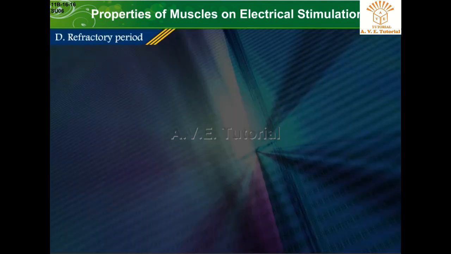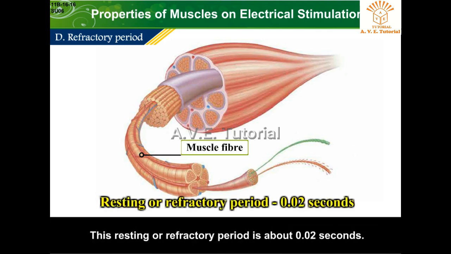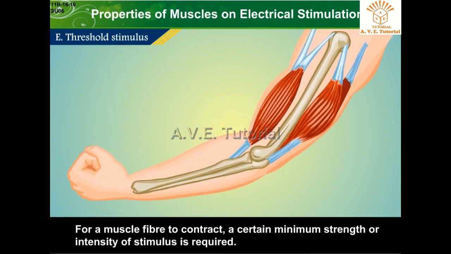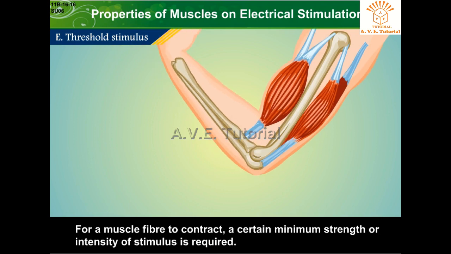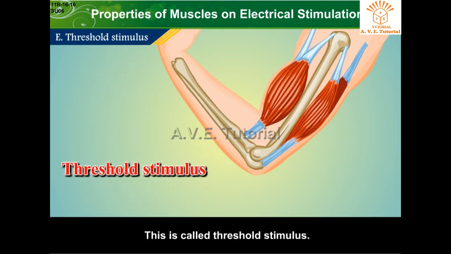D. Refractory period. Immediately after one stimulus, the muscle fiber cannot respond to another stimulus. This resting or refractory period is about 0.02 seconds. E. Threshold stimulus. For a muscle fiber to contract, a certain minimum strength or intensity of stimulus is required. This is called threshold stimulus.